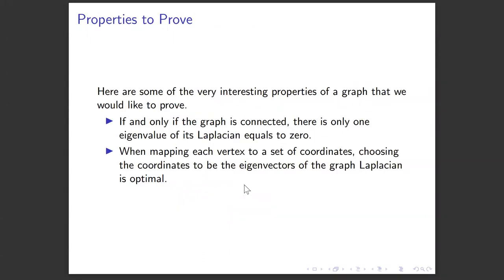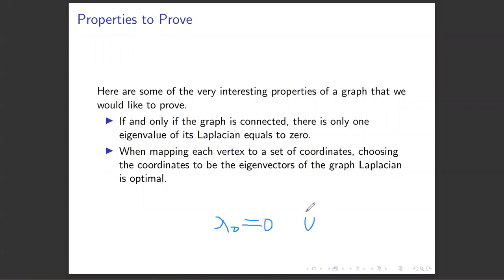So let me check how to prove that. We have the following two sub-steps. The first sub-step is that if and only if the graph is connected, there is only one eigenvector of its Laplacian equal to zero. What that means is that if you have only one connected component in the graph, then for the Laplacian matrix, only lambda zero, or we can say lambda one, will be equal to zero. And the corresponding eigenvector will have all entries the same value, one over square root of n. And so that will provide you no information.